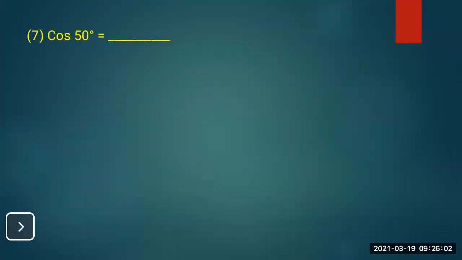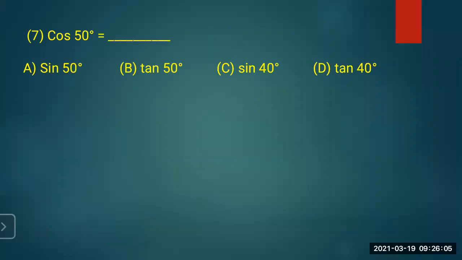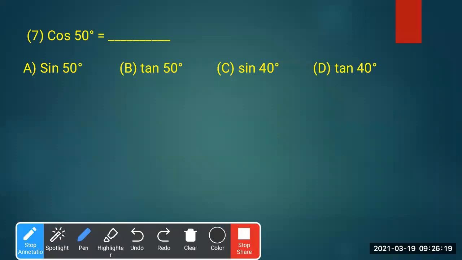Next, cos 50 degree is equal to dash. Now this particular question is based on the relation among the trigonometric ratios. Which relation will you use here? Cos theta is equal to sine of 90 minus theta. This is the relation between cos and sine with respect to theta.